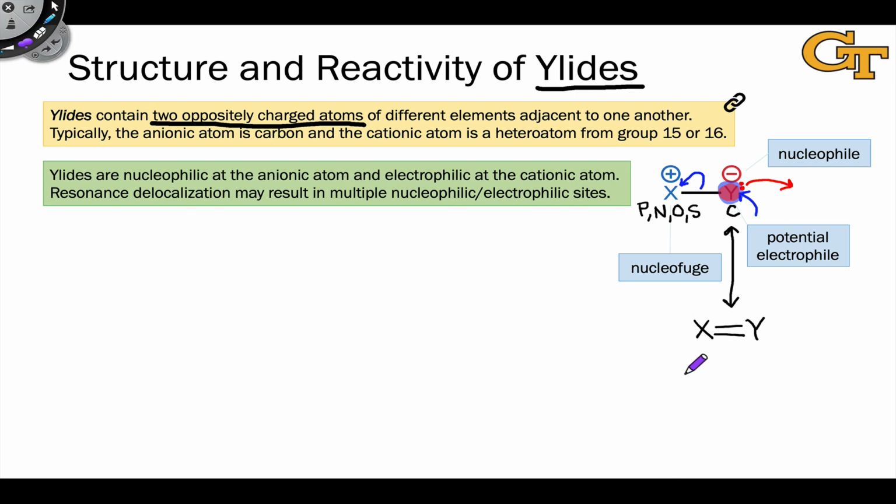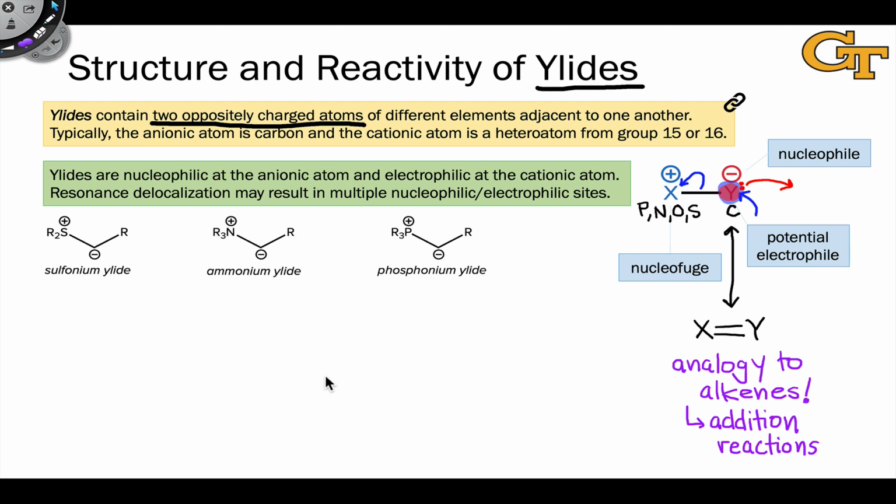Although this resonance form violates the octet rule, one thing we should notice is that this allows us to draw an analogy between the ylide and alkenes, which of course also undergo addition reactions. We can think of alkenes as nucleophilic at one of the carbon atoms and electrophilic at the other, and ylides act similarly. The Y atom with negative charge acts as a nucleophile, and the X atom has the potential to act as an electrophile. So the most important conclusion we can draw from making this analogy to alkenes is that ylides undergo addition reactions. Additions, for example, to the Y atom or additions of X and Y to an alkene or alkyne are common. Let's look at some examples of ylide structures.